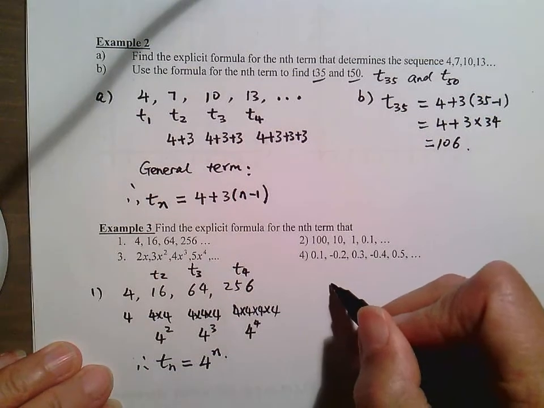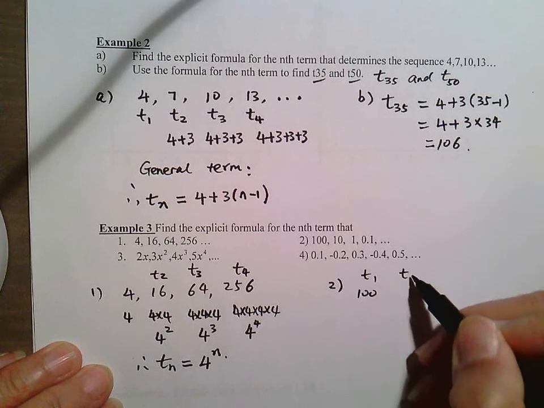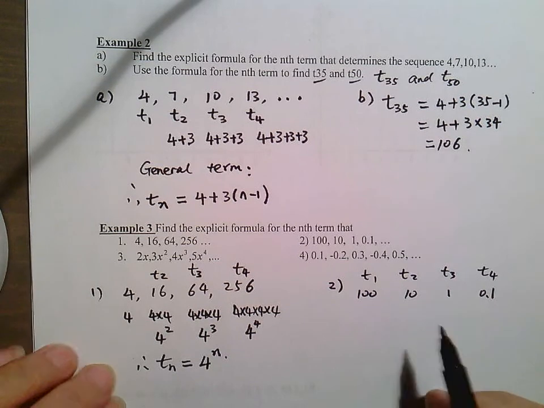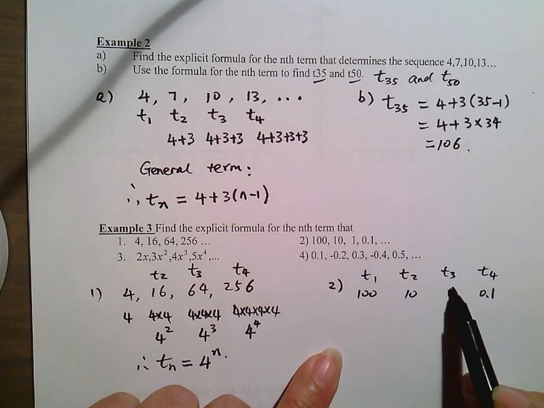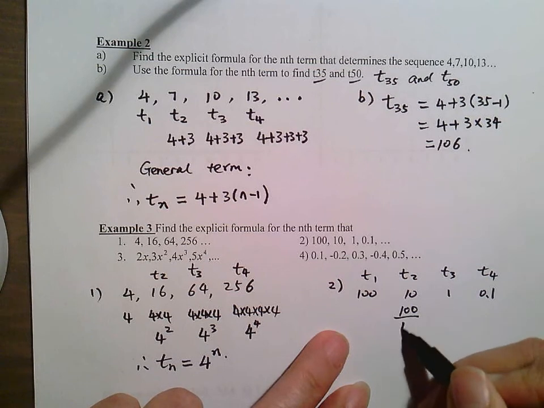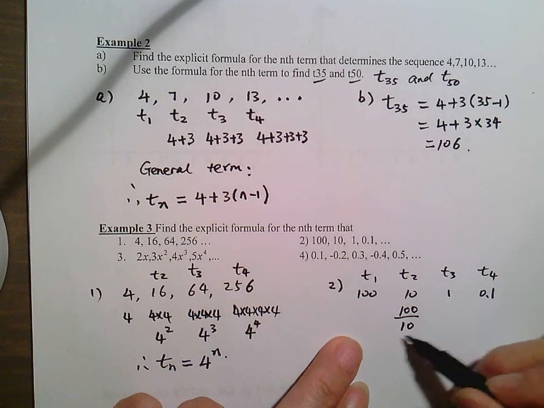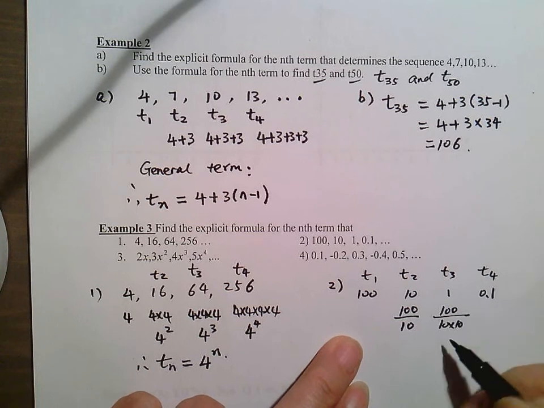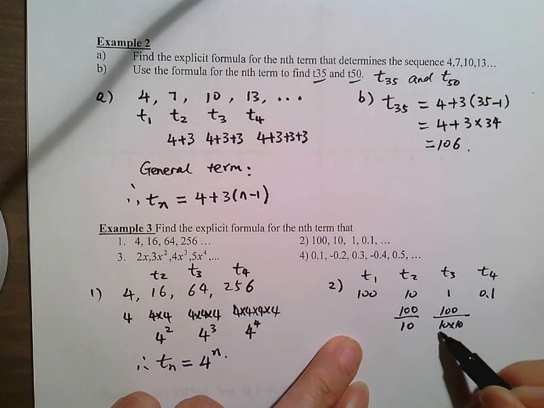Now, if you look at case 2, it is 100, right? Your first term is 100, second term is 10, third term is 1, the fourth term is 0.1. Now, your second term is actually 100 divided by 10. Third term is 10 divided by 10 again. How many tens are divided? There are 2 tens going into 100. 100 divided by 10 twice.